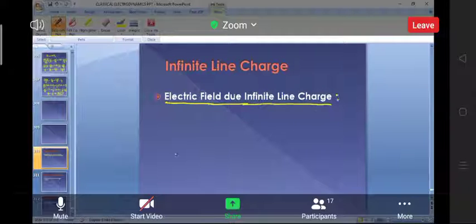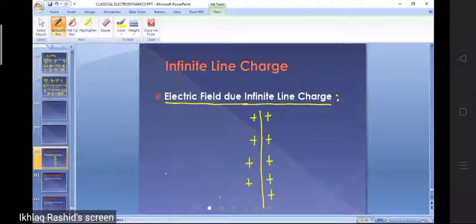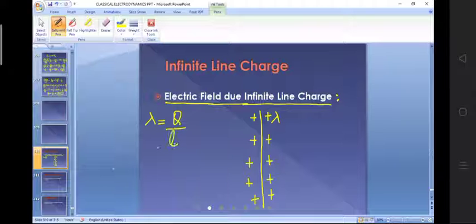So let me first of all calculate. For example, here we have an infinite long charged wire, which is uniformly charged, positively charged, uniform, infinite long wire, whose charge density is given, equal to lambda. What is this lambda? This lambda is simply the charge per unit length.